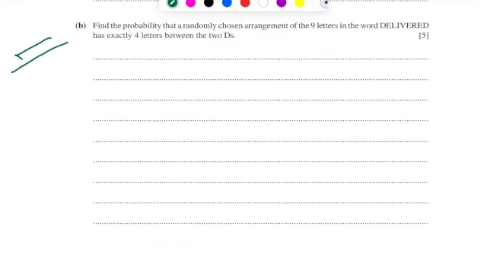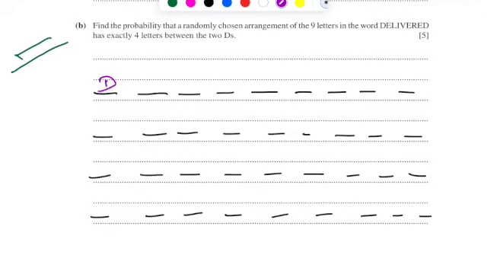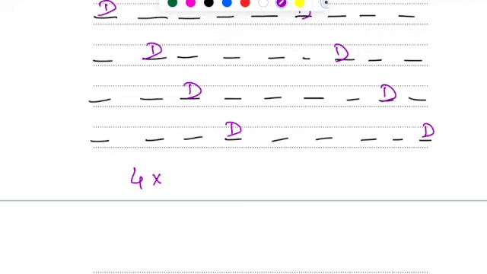Part B, find the probability that a randomly chosen arrangement of the 9 letters has 4 letters between the two D's. So what am I doing? I am arranging all these 9 positions, 1, 2, 3, 4, 5, 6, 7, 8, 9. There should be 4 letters between D and D. So D and D can be placed in only 4 ways. Out of these 4 ways I choose one.